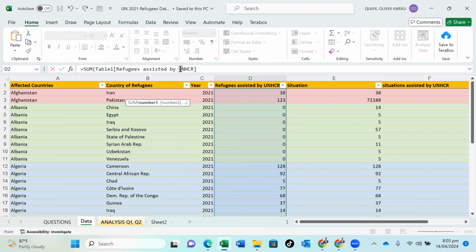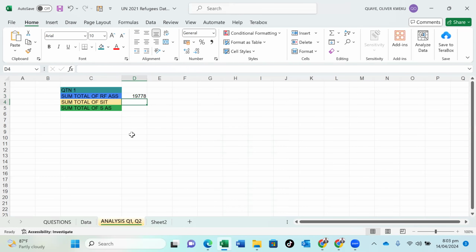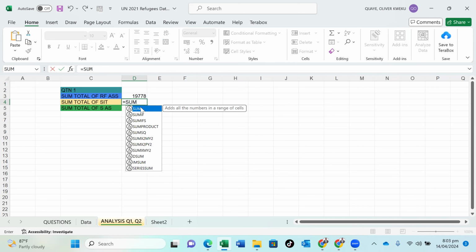And this is the column, the entire column, right? Now you can choose to close the bracket over here, or you can choose to ignore, only if your function is simple as this, right? You just click on enter and you go back, you will see your result over here, right? So this is the sum total of refugees assisted by the commission. Now let's repeat it for this, our sum, right?